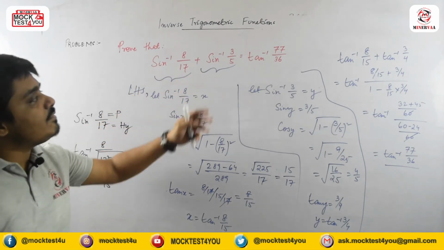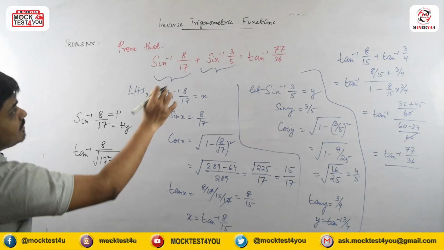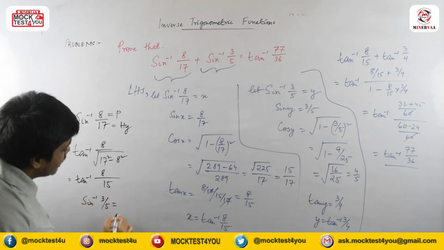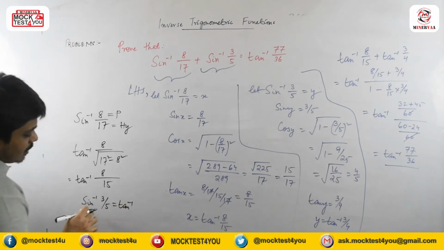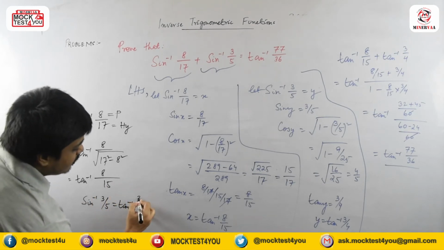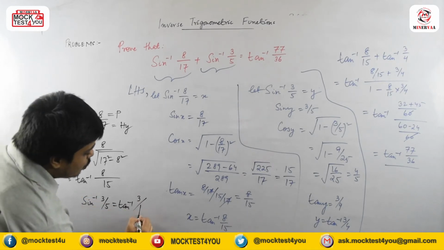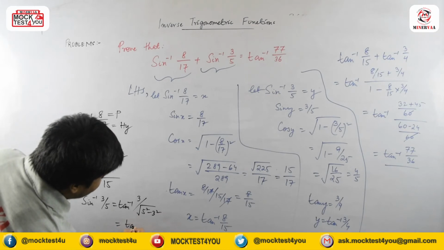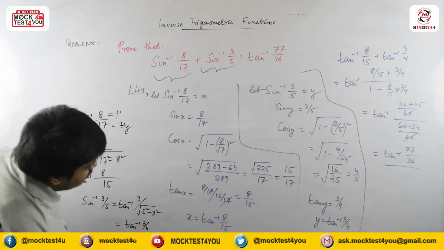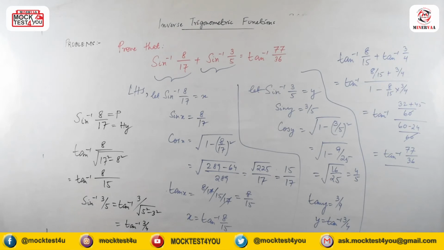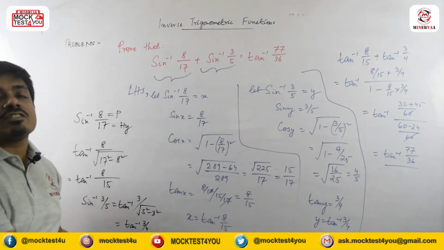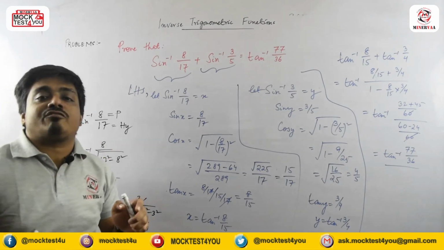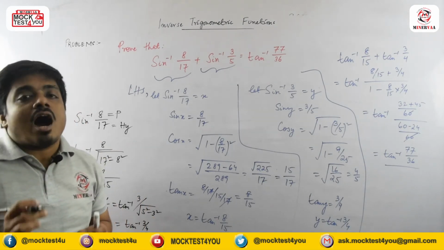In the same way, sine inverse 3 by 5 will be what? Sine inverse 3 by 5 will be tan inverse, it's 3 divided by square root of 5 square minus 3 square. So that is equal to tan inverse 3 by 4. Again, in 2 steps we can transform sine inverse into tan inverse. By this shortcut way you can transform any trigonometric function into another trigonometric function.